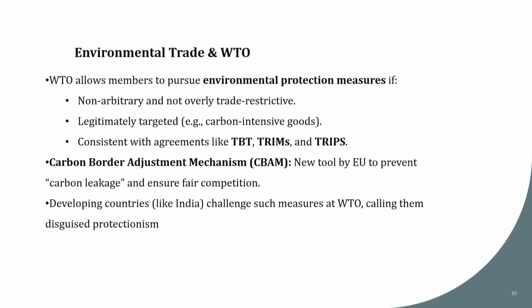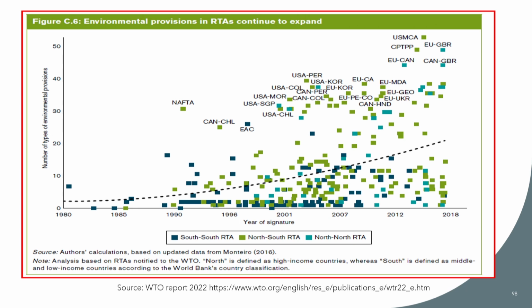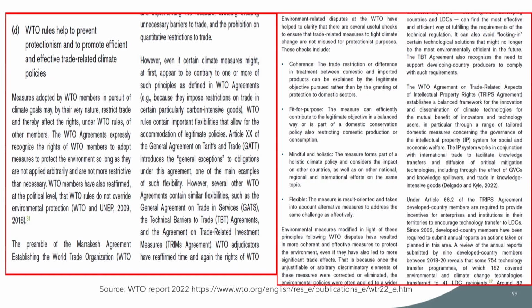In addition, the WTO has certain provisions for the environment as well. That means it allows member countries to pursue environmental protection measures if some trade practices threaten the climate. One example is the Carbon Border Adjustment Mechanism, a new tool by the EU to prevent carbon leakage and ensure fair competition. This figure shows the number of environmental provisions over time across different RTAs. I'm just showing you a screenshot. You can have a quick look over it.